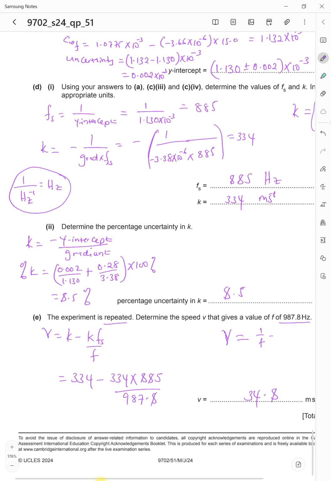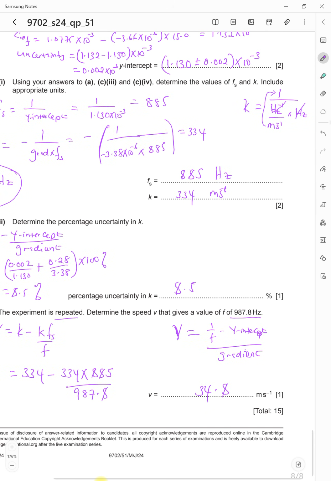Alternatively, you could find v from v equals 1 over f minus, I think it could be minus the y-intercept, divided by the gradient. Because if k equals negative y-intercept over gradient, and v equals k minus kfs over f, then it means v can be equal to 1 over f minus the y-intercept divided by the gradient. You would get also an acceptable answer.